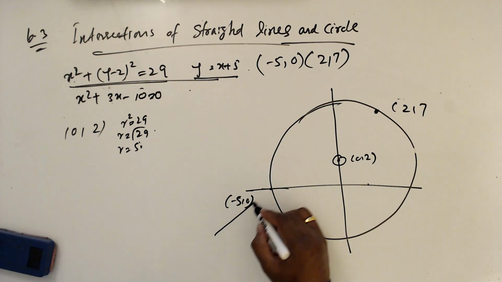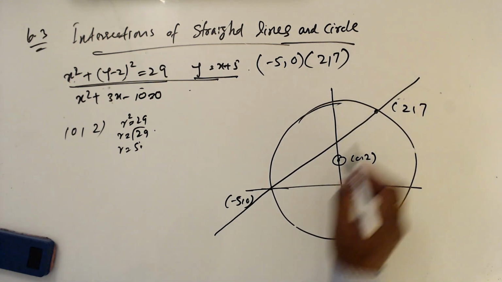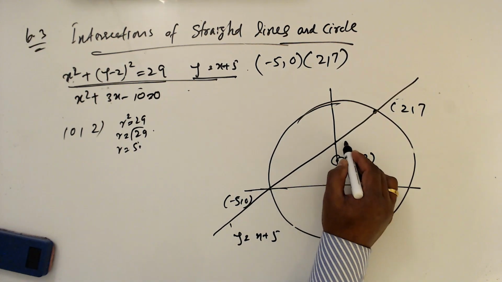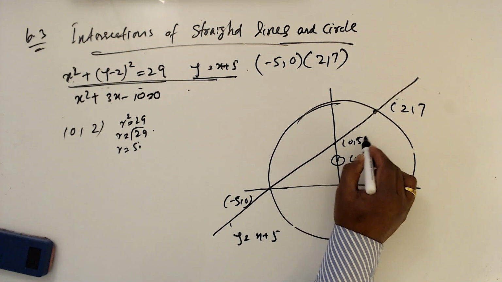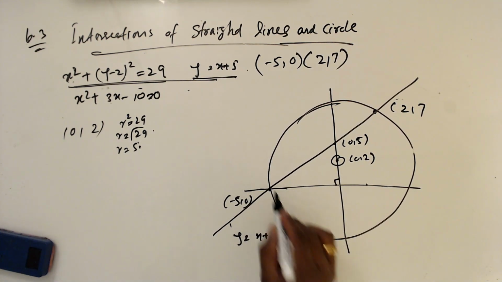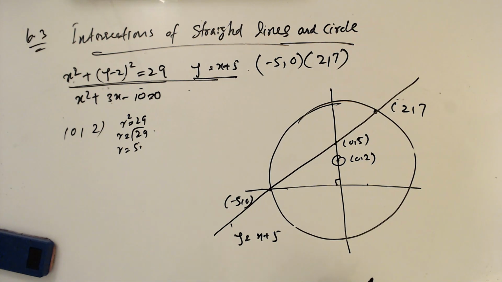So the curve, this is the line y equal x plus 5. So this intersection point is 0, 5. And this is 90 degrees. So this is the picture of this one.